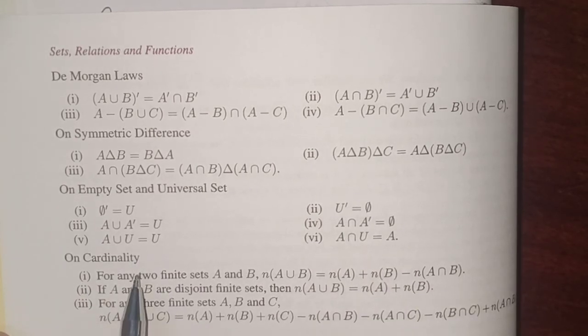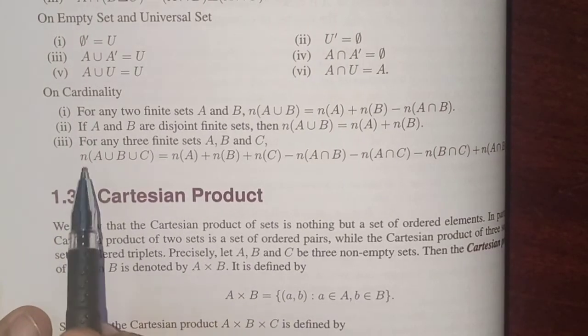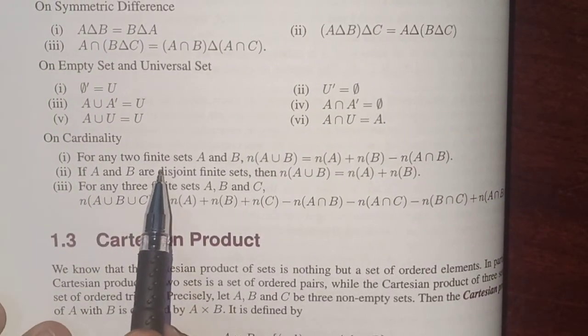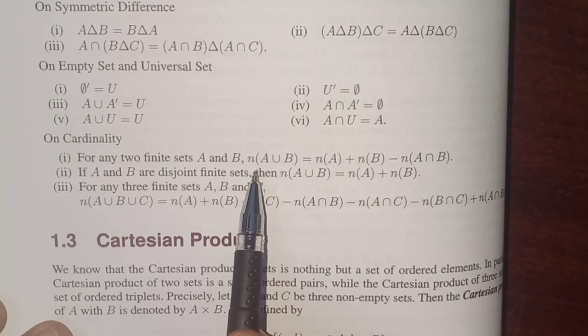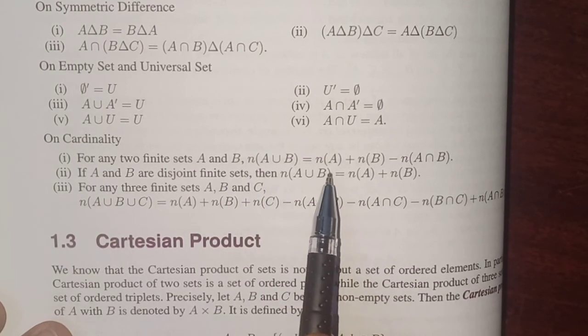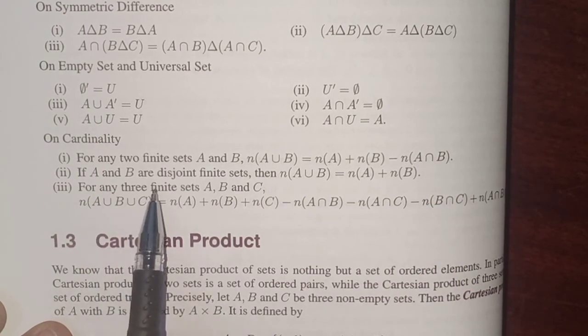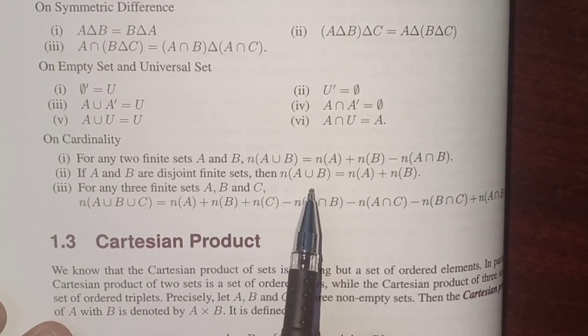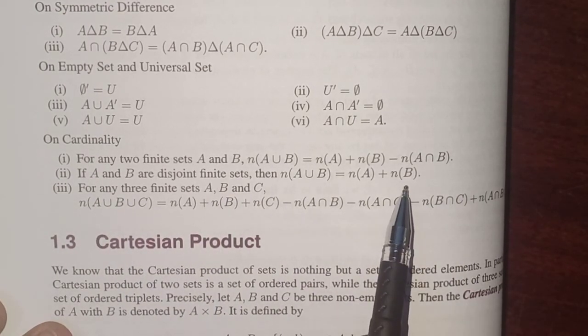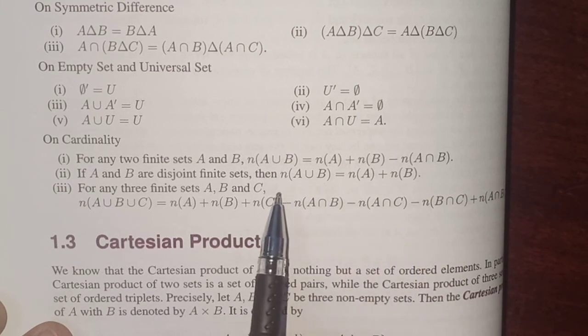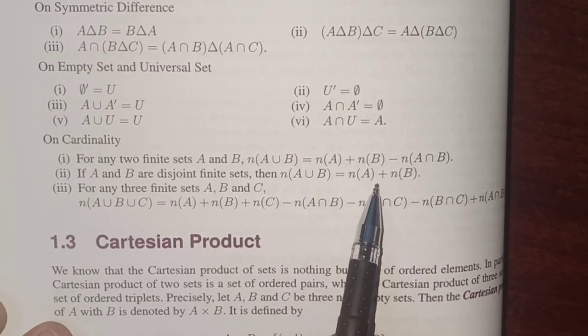Then on cardinality, we have 3 properties. For any 2 finite sets A and B, n of A union B is equal to n of A plus n of B minus n of A intersection B. If A and B are disjoint finite sets, then n of A union B is equal to n of A plus n of B. So, what do you mean by disjoint finite sets?